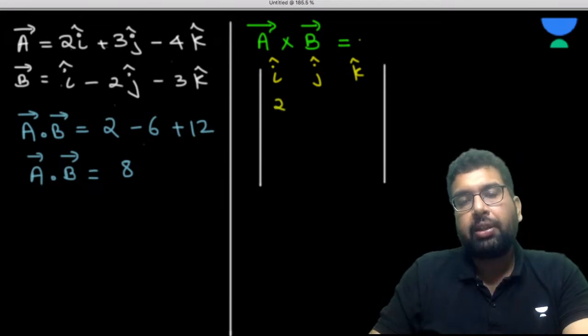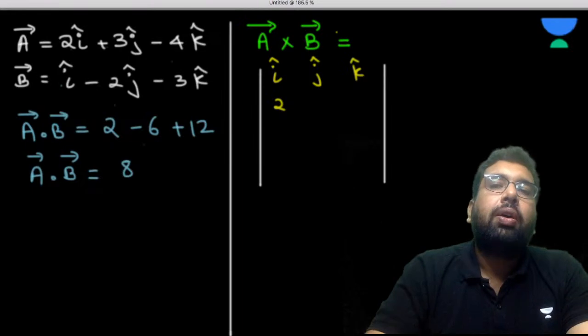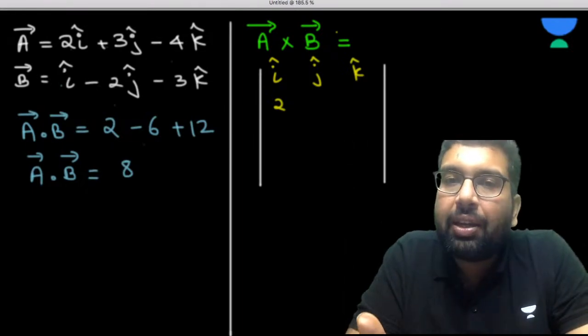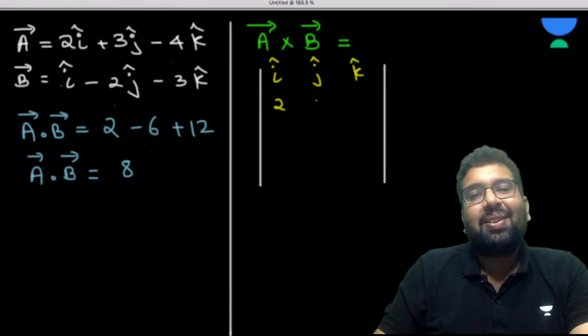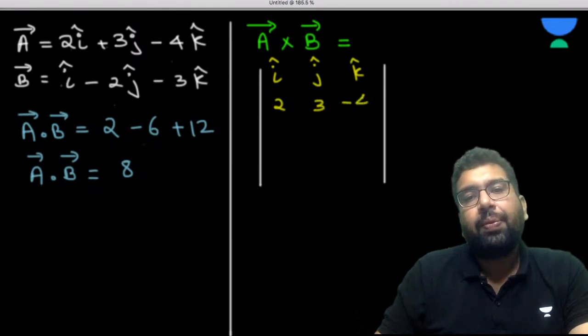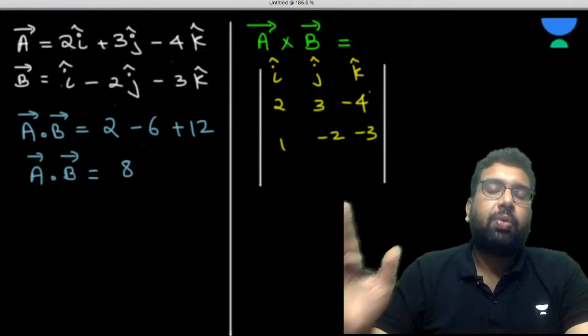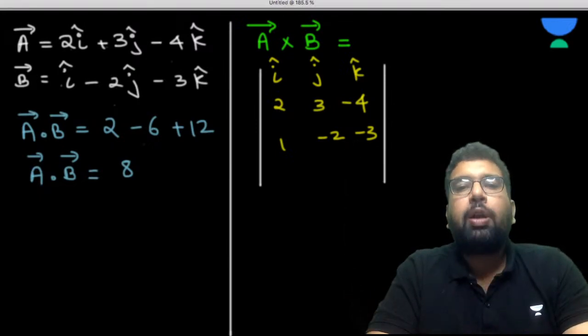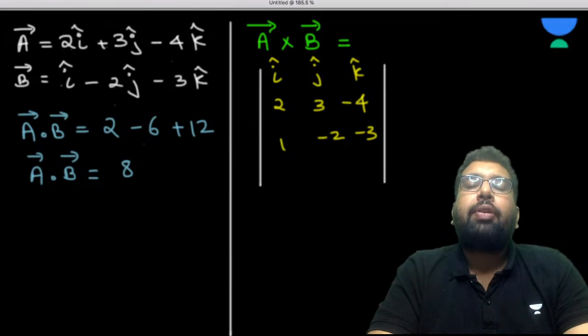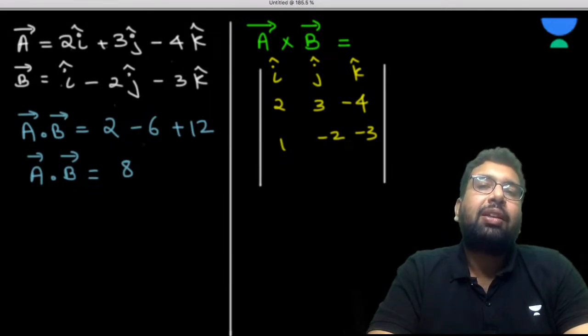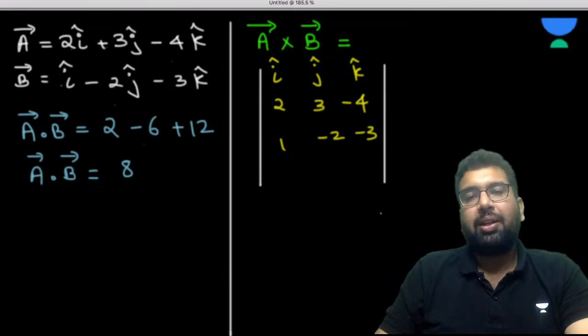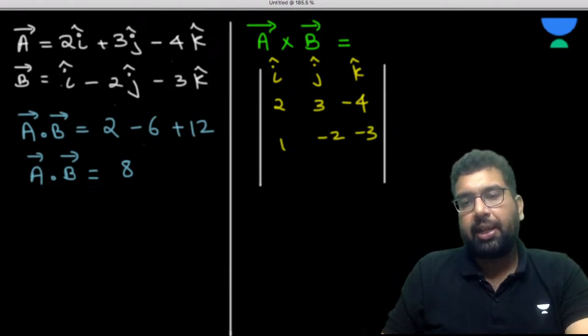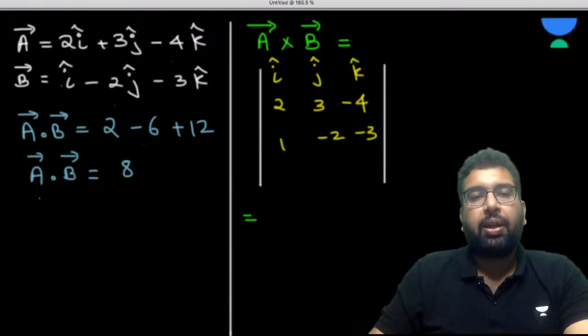Also remember, you cannot reverse the order in the cross product. A cross B is not equal to B cross A. So this is going to be 2, 3, minus 4, 1, minus 2, minus 3. This is what we call a matrix. Determinant is a topic of mathematics, the matrix, and in those matrices we also find something known as the determinant. It is going to be like this. Now what can we do, sir? See how we can do it.